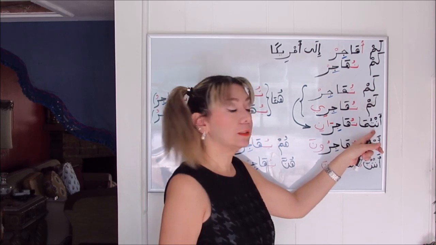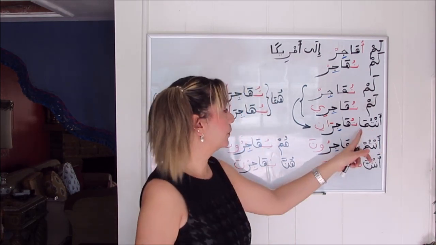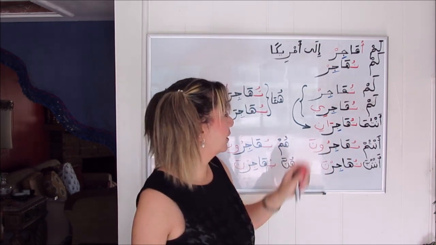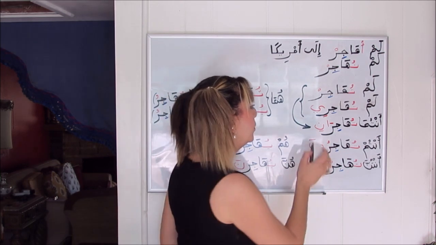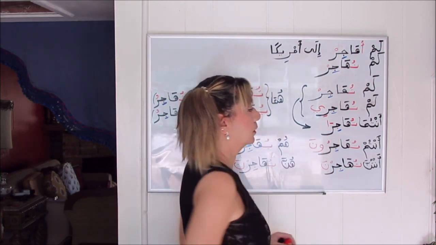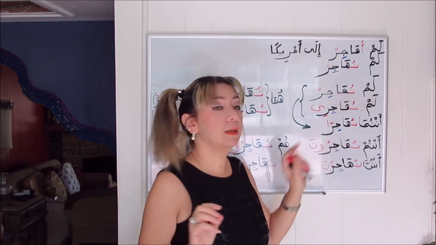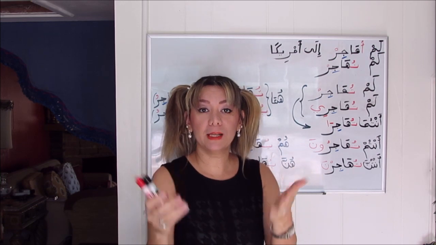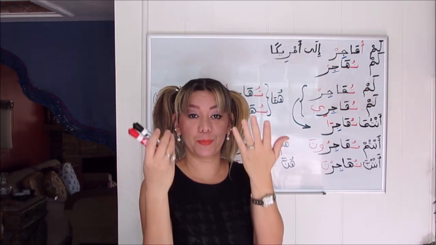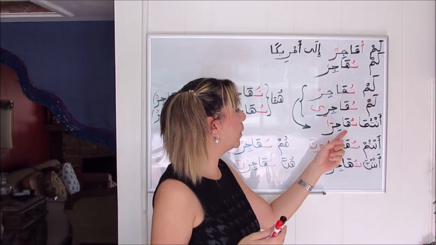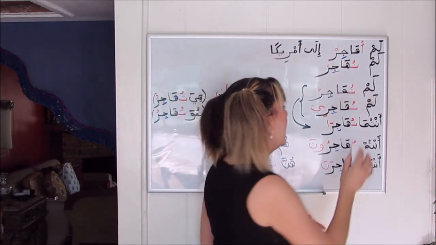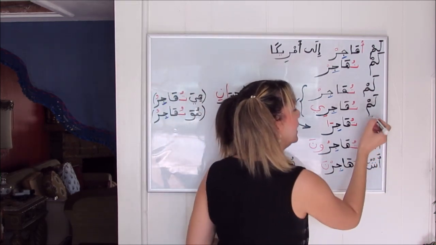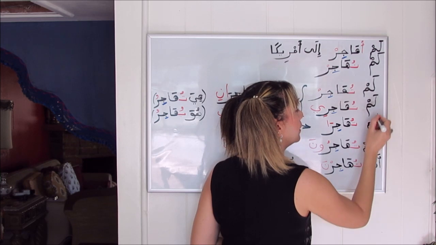What about second person dual? Another of the five verbs. So we have the noon that has to be gone, and we keep just the dual alif to show the people that we are addressing. Second person dual. أنتما لم تهاجرا.